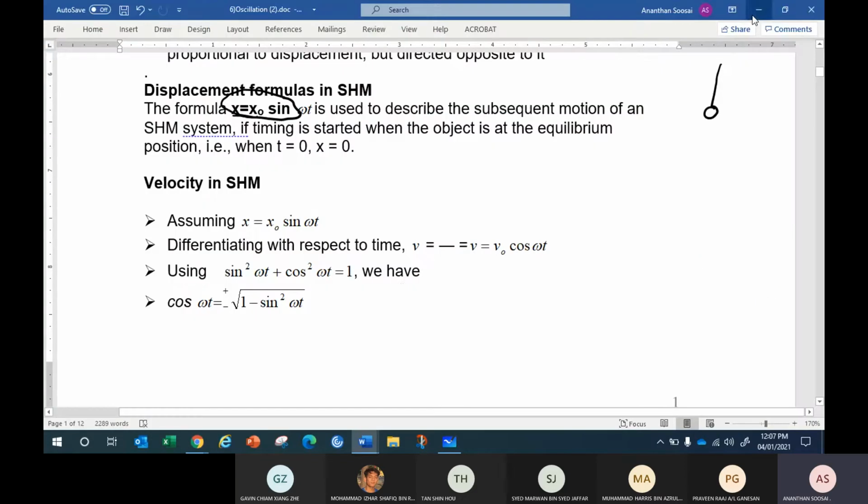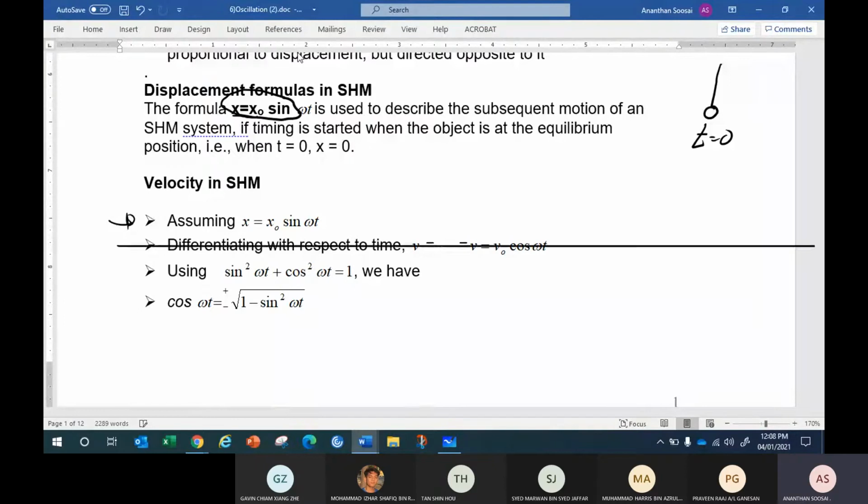Now it's better. So x equals x naught sine omega t. This is your displacement equation. When does the time start? The time starts at the center. Then from here, the second equation, we differentiate with respect to time, and the v formula is formed. So what we write here is dx over dt. We differentiate the displacement.